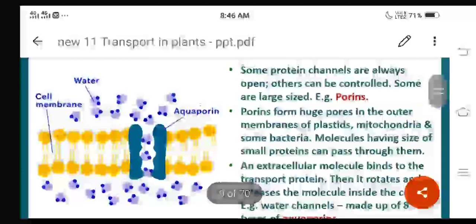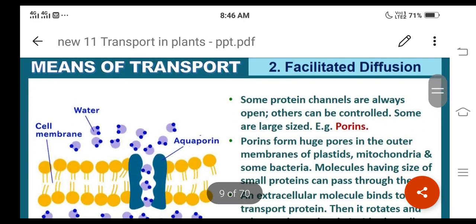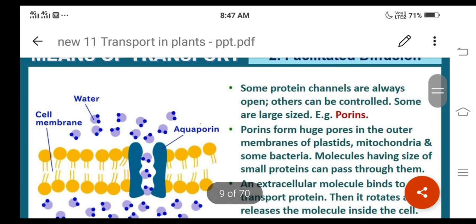Regarding the facilitated diffusion only, some protein channels are always open, others can be controlled, and some are large sized. And these are the properties of proteins in the membrane. What it says here, some protein channels are always in an open condition, which means they always allow the molecules to pass through them, and others can be controlled, and some are large sized.